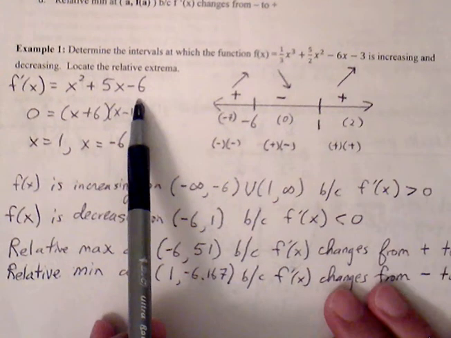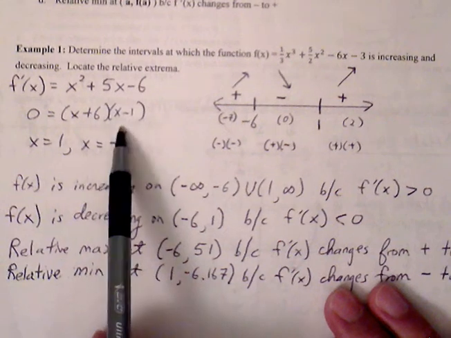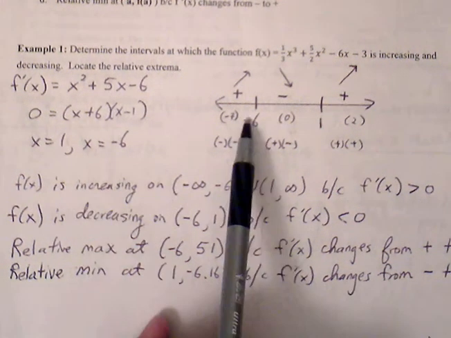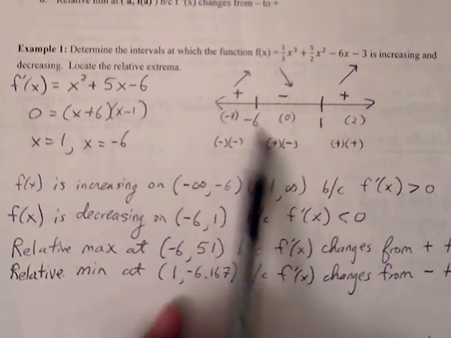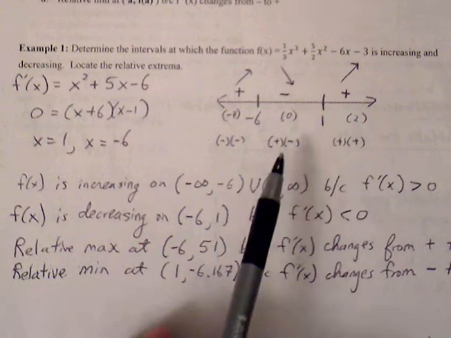We set our derivative equal to 0 to find our critical points. We factor, we get x plus 6, x minus 1. So we get x equals 1 and x equals negative 6. We put those on a sign line, and then we test each interval because we want to know where the graph is increasing and where it's decreasing.